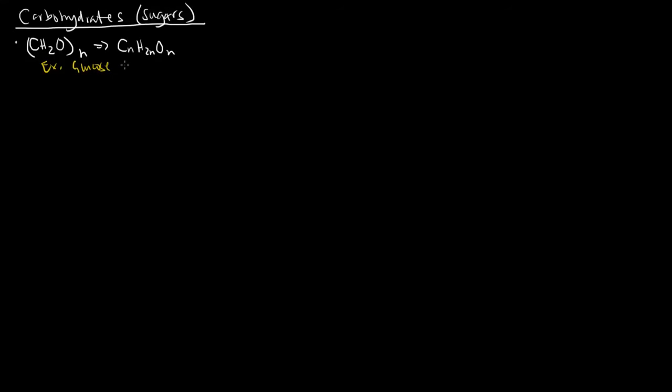glucose, which is just C6H12O6. And the simplest carbohydrates are monosaccharides, which basically just means one sugar. Monosaccharides. These are the simplest sugars, or simple sugars, that can't be broken down further. And we're going to talk about them specifically in a later video. But I want to introduce carbohydrates as a concept first.